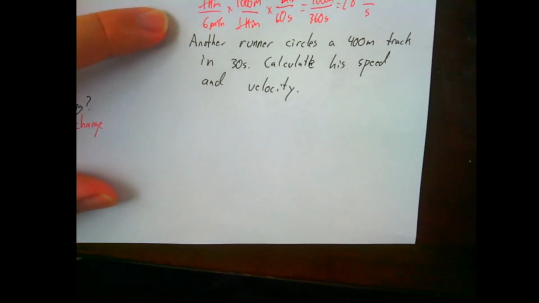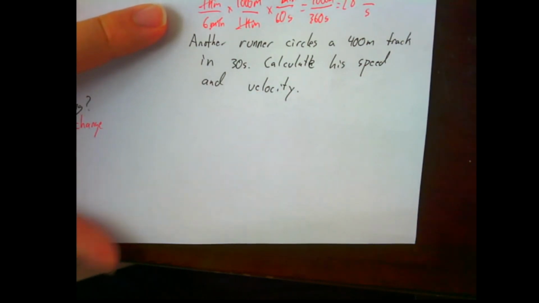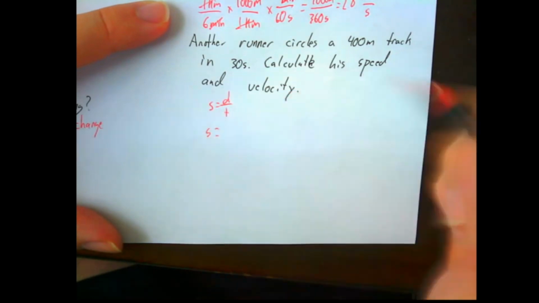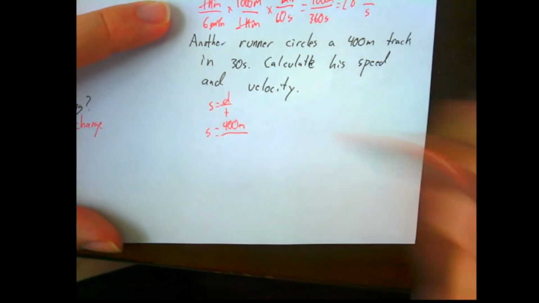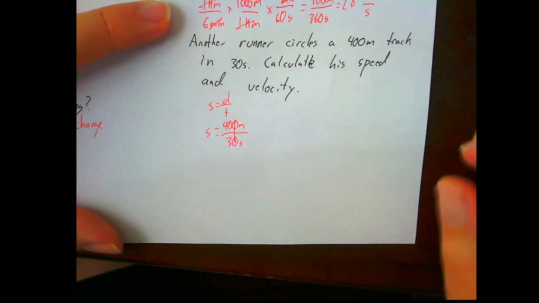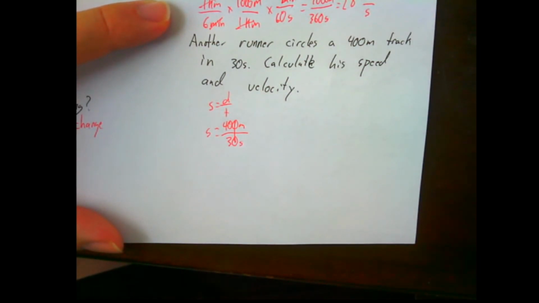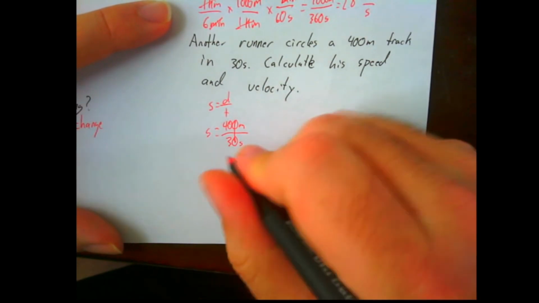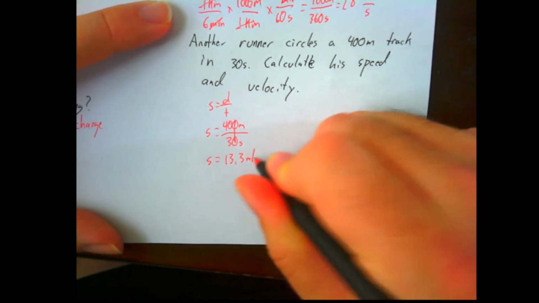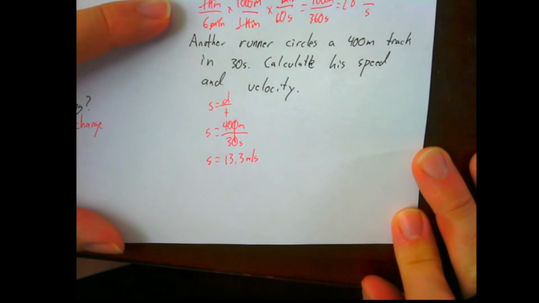Now, let's go to another runner circling a 400-meter track, the type that is out there around the football field, going around that 400-meter track in 30 seconds. We want to calculate both his speed and velocity. So the first thing we do again is write the formula. Speed equals distance over time. Speed equals the distance, which is 400 meters, divided by the time, which is 30 seconds. 400 divided by 30, about 13.3 meters per second. That's how fast he was going.